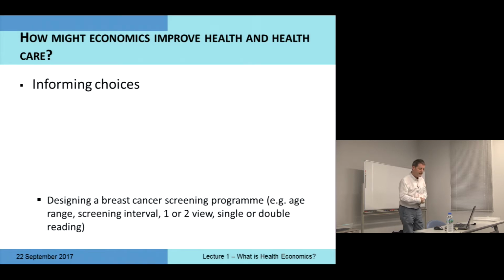Now, all of these choices are economic decisions to a large extent, because they all have the characteristic that by changing the age range, changing the screening interval, going for single view or 2-view, going for single or double reading, they all can let you improve the effectiveness of the screening. You can detect more cancer. But they all will involve more resources. So is it a good idea? You've decided you want a screening program.